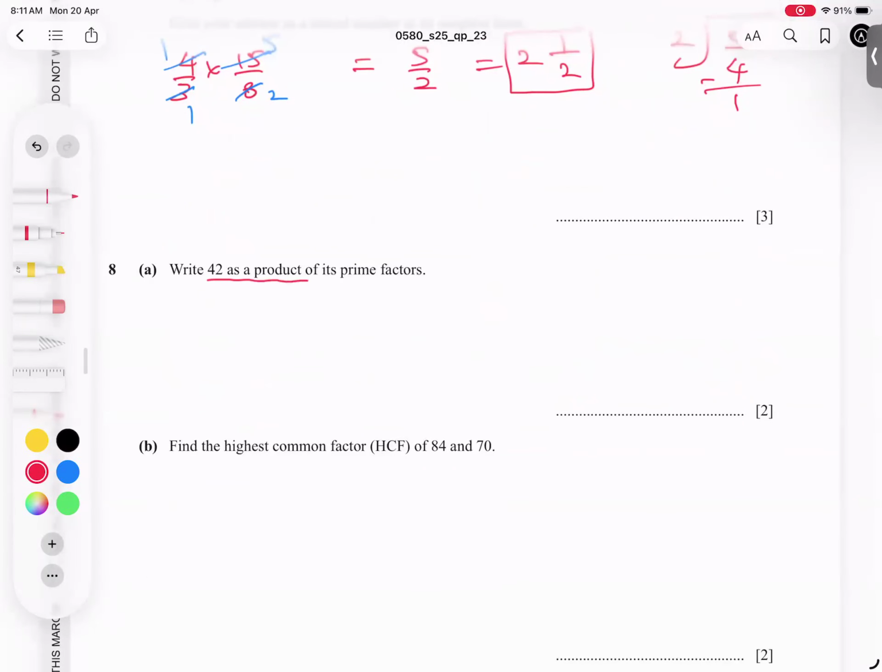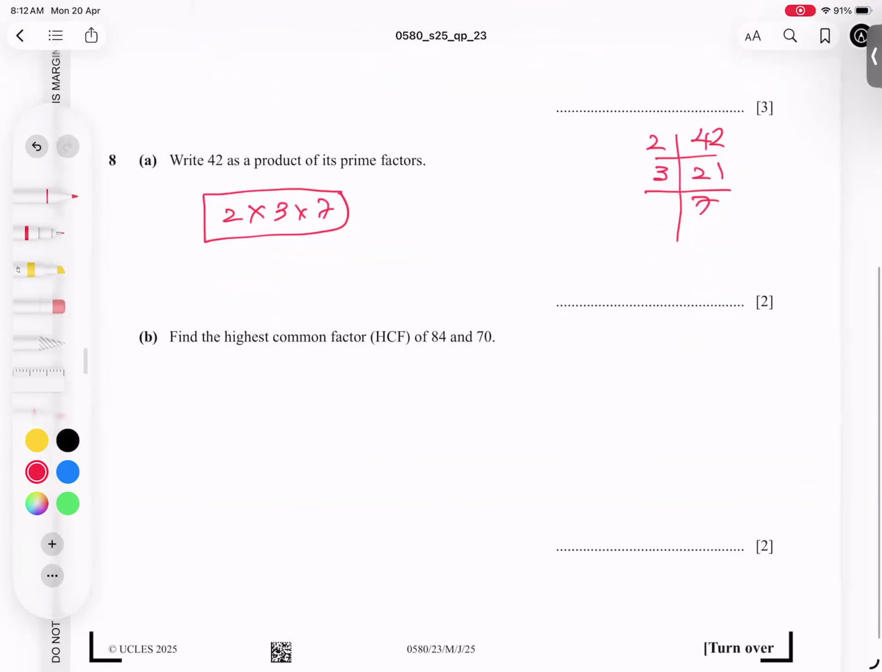Write 42 as a product of prime factors. Whenever he asks for prime factors, never start from the highest number, start from the smallest number. 2 twos are 4, 2 ones are 2. 2 is not possible, 3 sevens are 21. So we can say now that these are called prime factors. So 2 into 3 into 7 is our final answer.